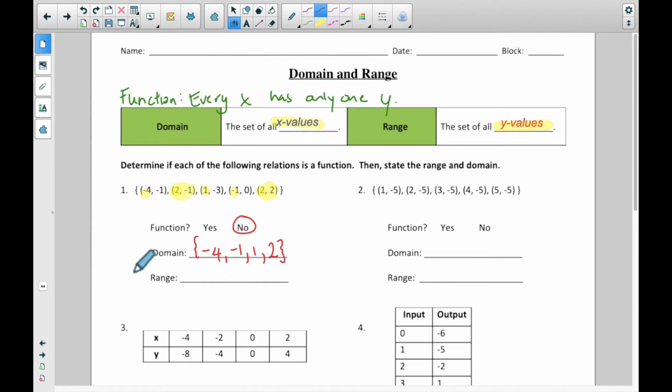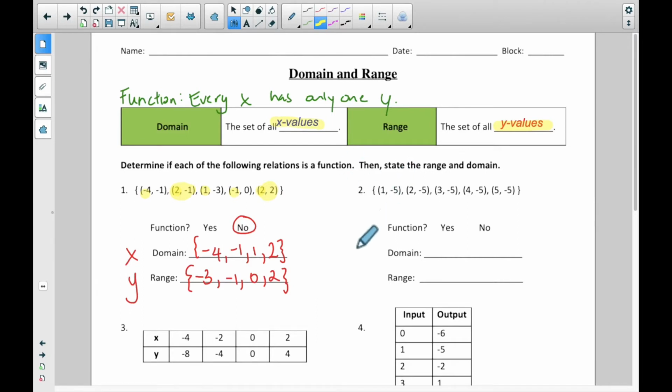And then the range. Remember the domain is your x values, the range is your y values. So the range are the y values. And again, I want to go from the lowest to the highest. Looks like my lowest one is -3, and then -1, 0, and 2. So that is our range.